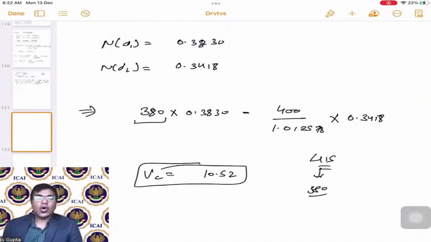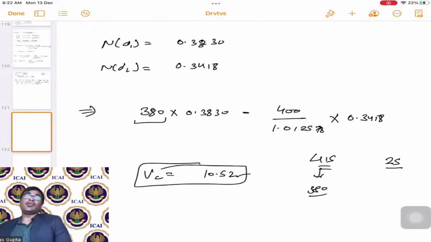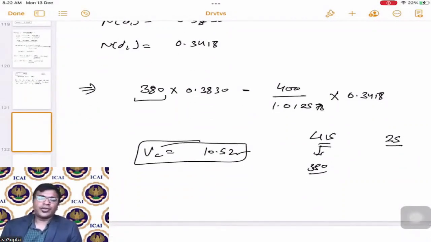Now in this case, the option is not worth buying because the option is available at 25 rupees. However, the actual value is only 10 rupees. If you have this option, kindly sell it because this is overpriced. Okay, although this is not asked in the question, we are just going one step forward and trying to understand the implication.